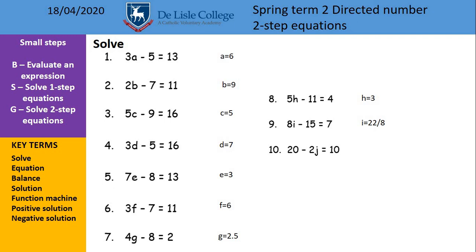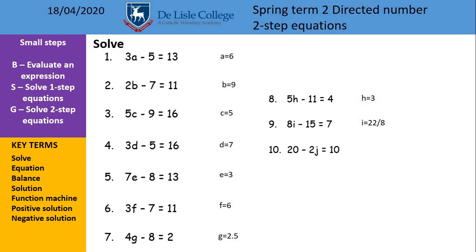Okay, so as I say for number 10, the first step I'd like to see you do is to add 2j to both sides. That would then mean you've got 20 equals 10 plus 2j. Because remember, we're balancing, so we've added 2j to both sides.